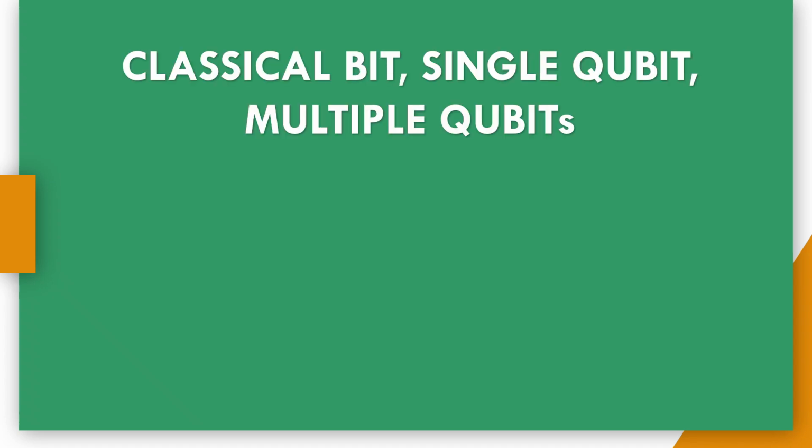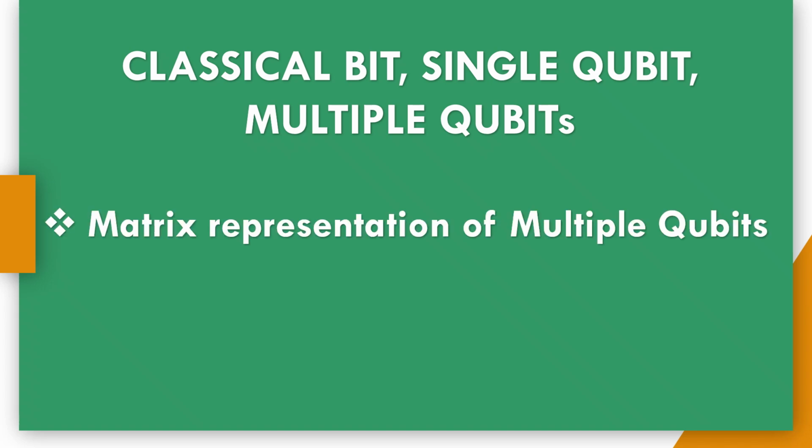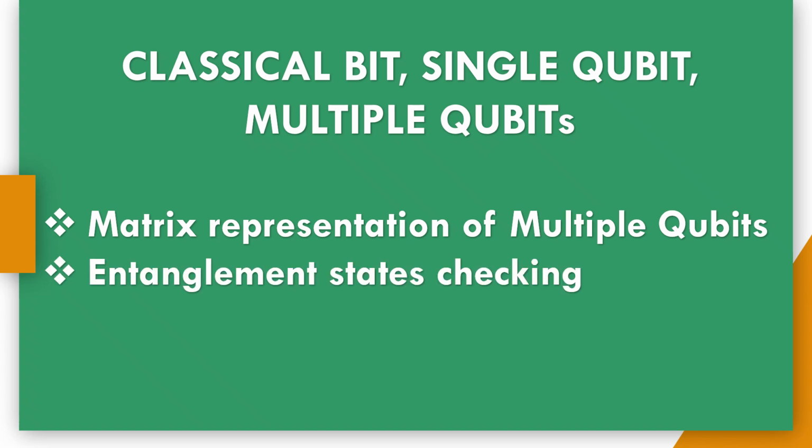In this video, I am going to discuss the classical bit, single qubit, and multiple qubits. In addition, I am also going to discuss the matrix representation of multiple qubits using these different states, and how to check whether the given state is entangled or not from the multiple qubit point of view.